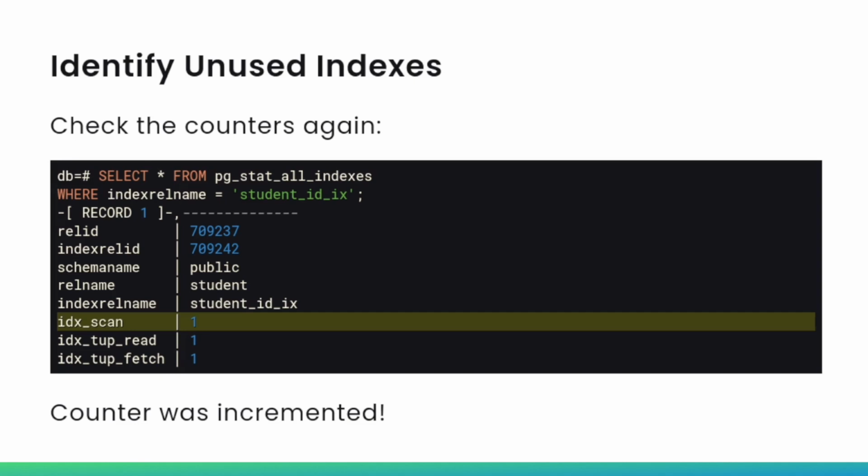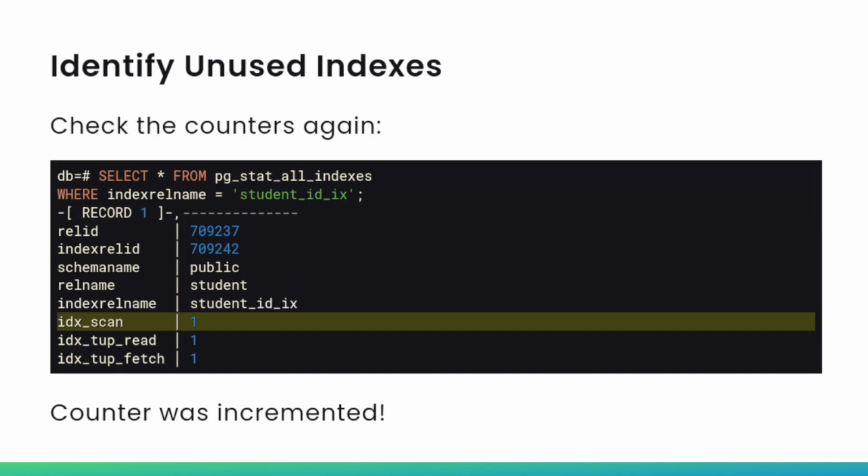So now we know that our index was used. So if you have an index that you suspect is not being used, you can check this number. However, if you do that, you might run into a problem. You might see this number 5. And now to figure out if this index is actually used, you need to remember the number 5 and come back to check in an hour, a day, a week, I don't know.